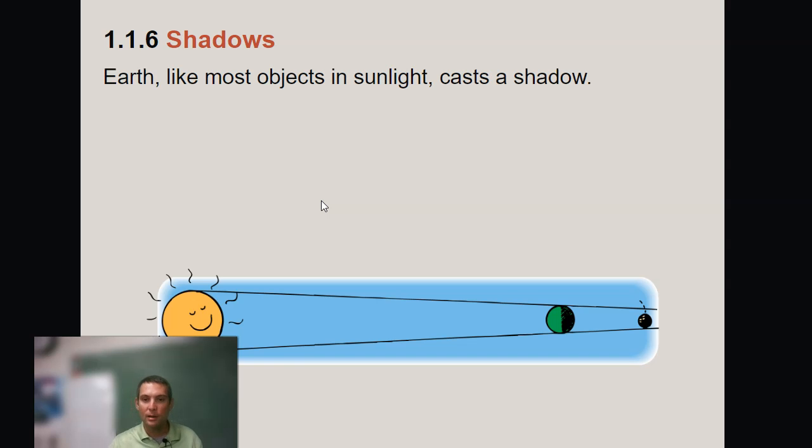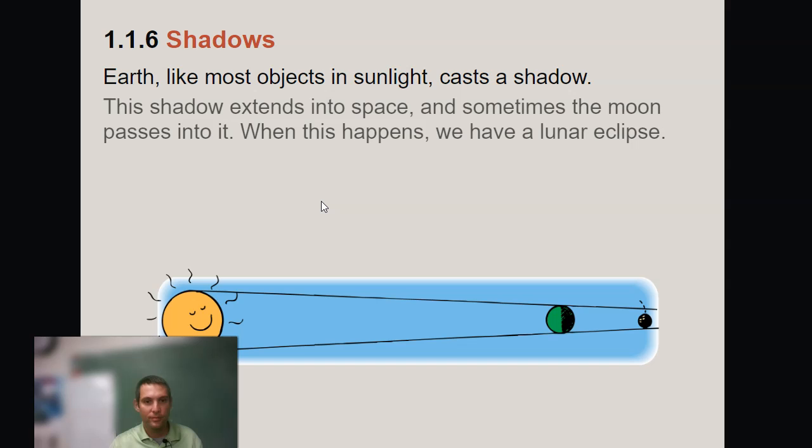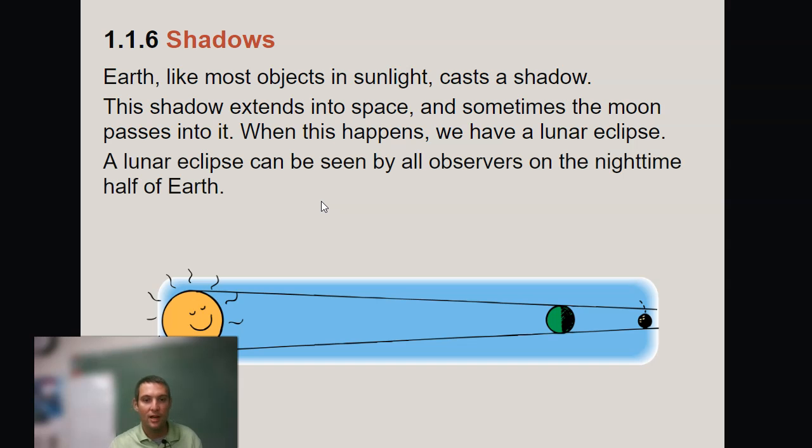Earth, like most objects in sunlight, casts a shadow. The shadow extends into space, and sometimes the moon passes into it. When this happens, we get the lunar eclipse. A lunar eclipse can be seen by all observers in the nighttime half of Earth, so the side that would see the moon.